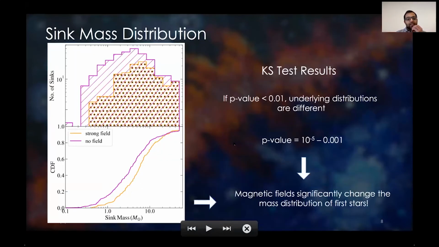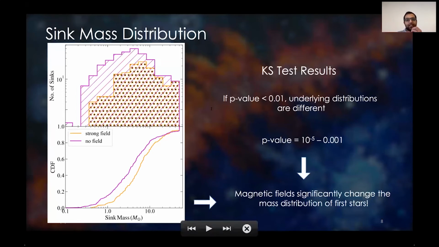And to quantify this, here is a sink mass distribution, which is basically a mass distribution of the stars we form in the simulations. And I've only shown 2 cases here, one with the zero field, the pure HD case, and the one with the strong field. And you can immediately see from the PDF that the low mass end of the first star distribution is highly suppressed when you have magnetic fields in the simulations, if you have sufficient resolution.